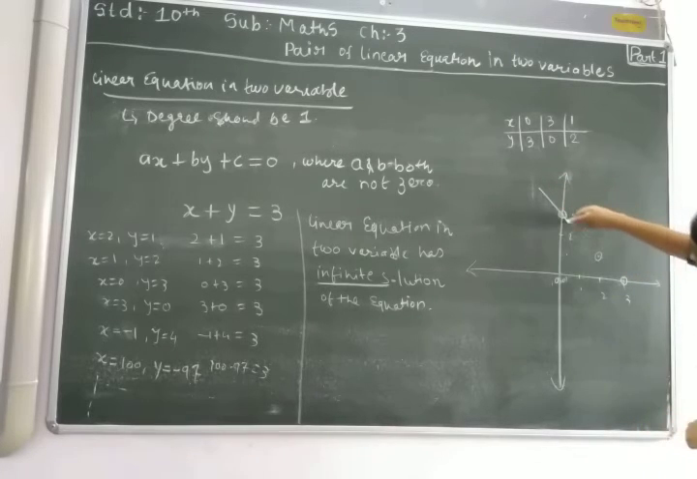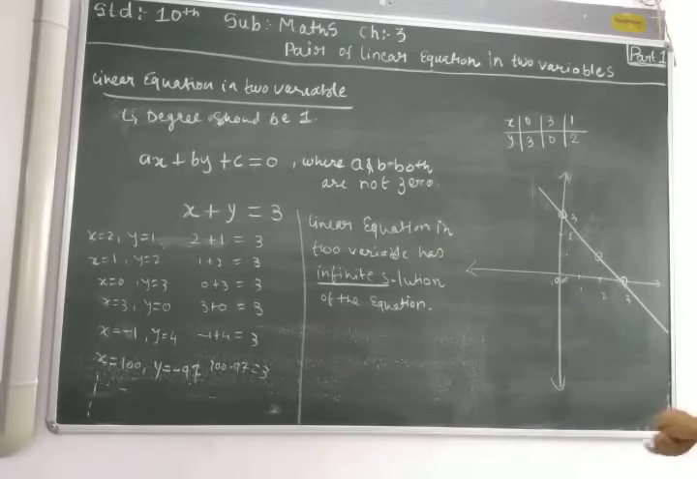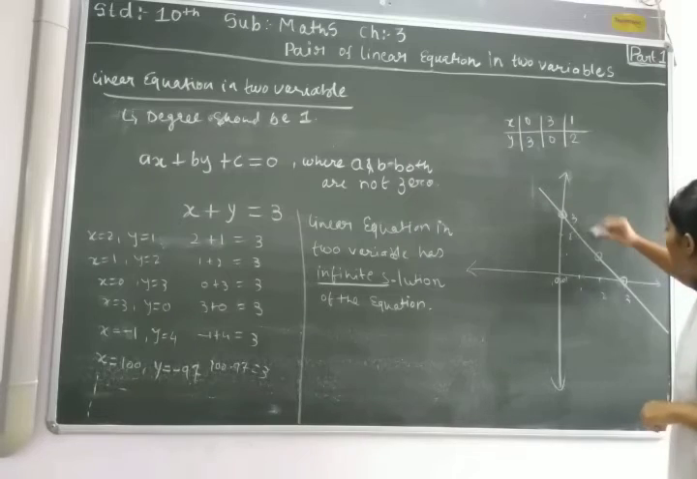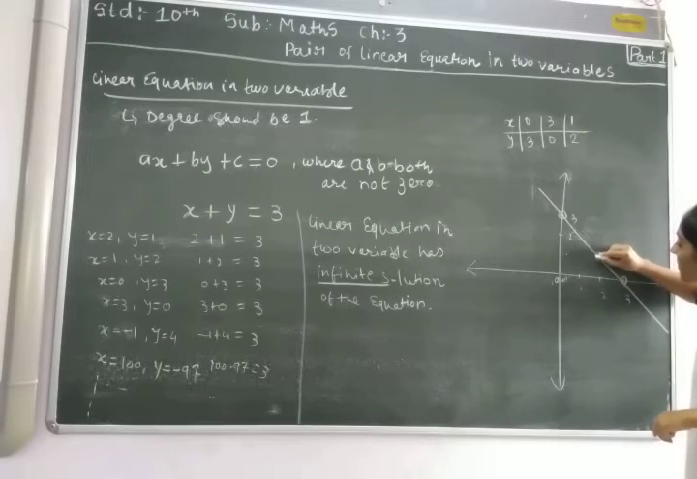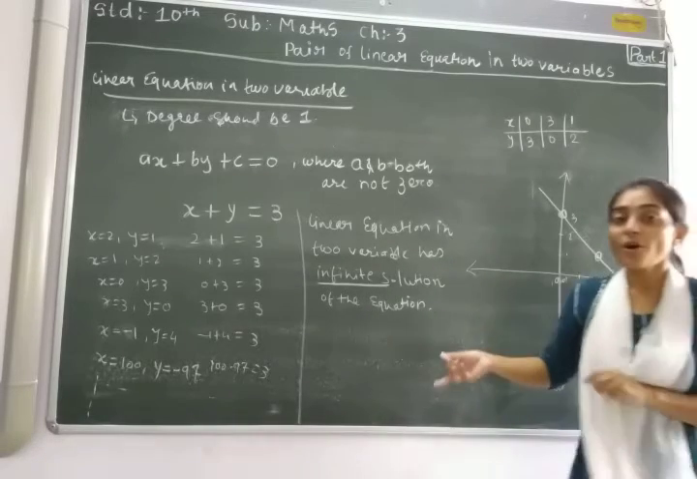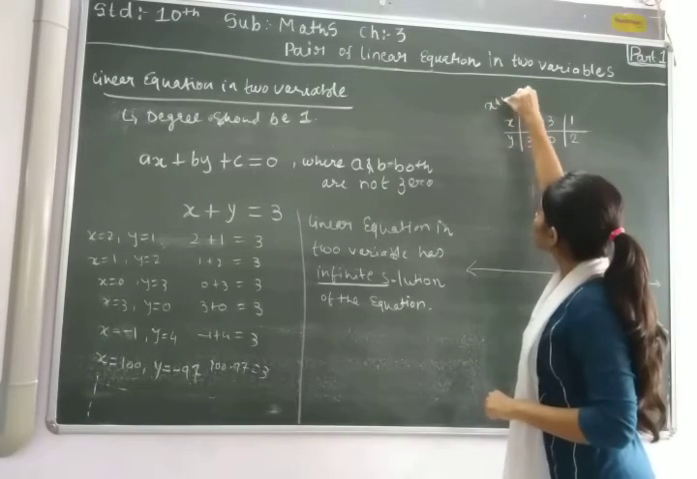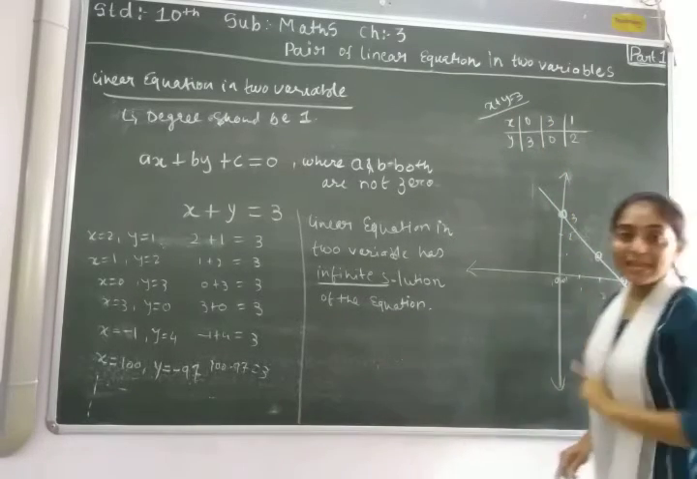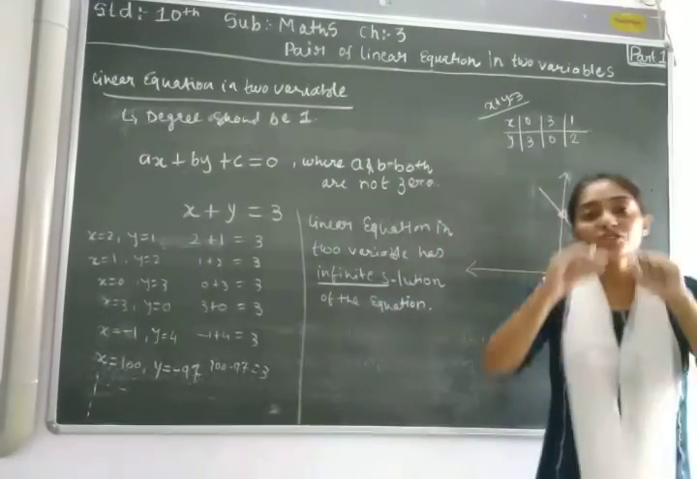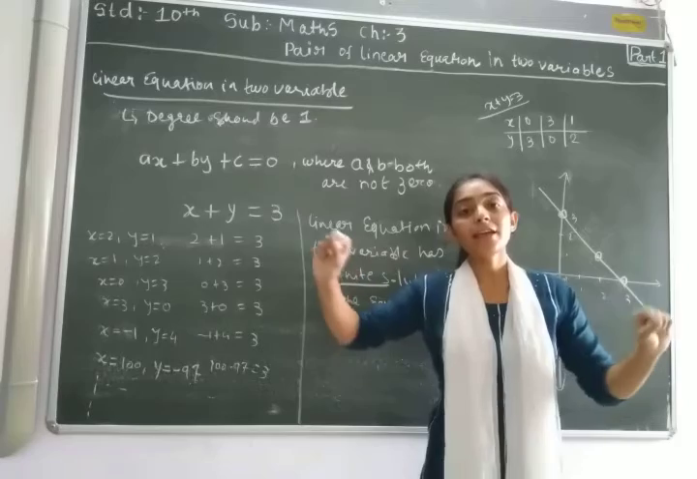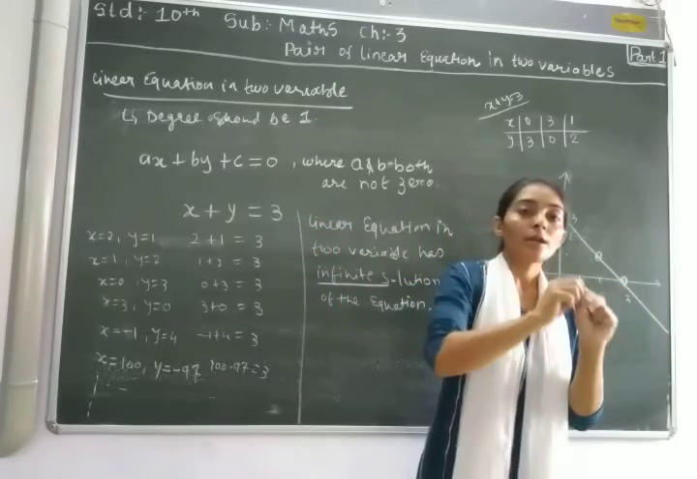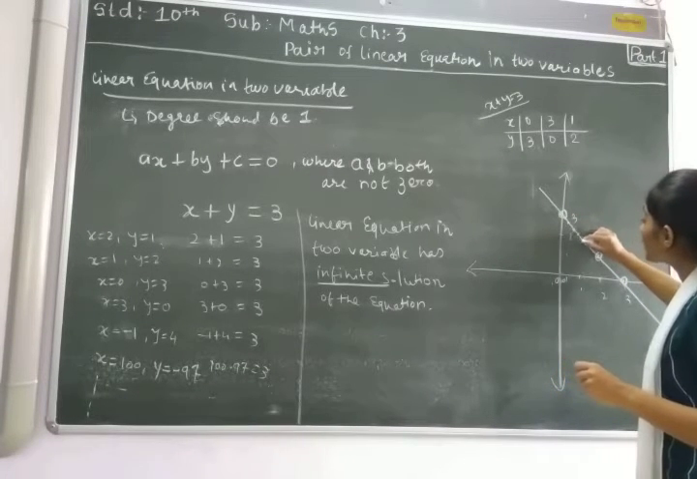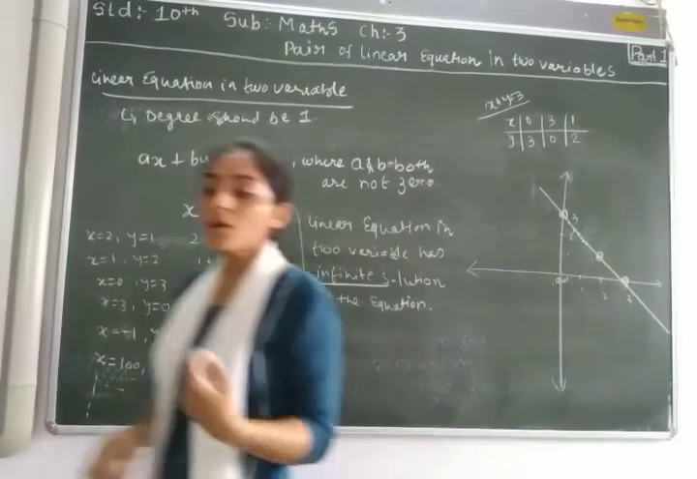So when you draw a graph of this, what you observe is that these points are nothing but solutions of this equation x plus y equals 3, because all these points satisfy my equation. It means in a straight line there are infinite number of points, and each and every point on the line is a solution.